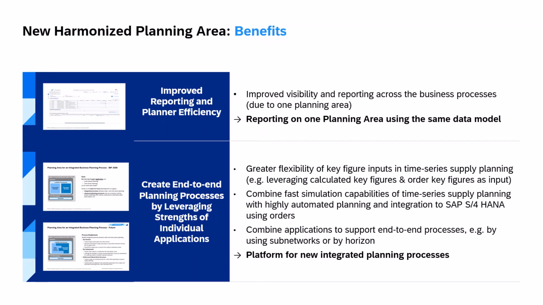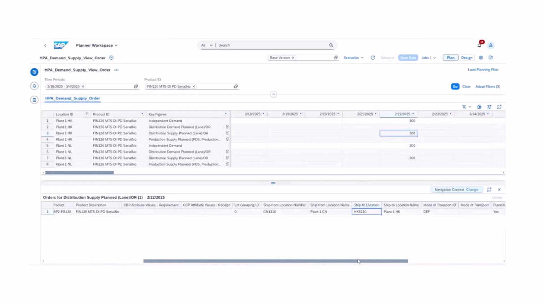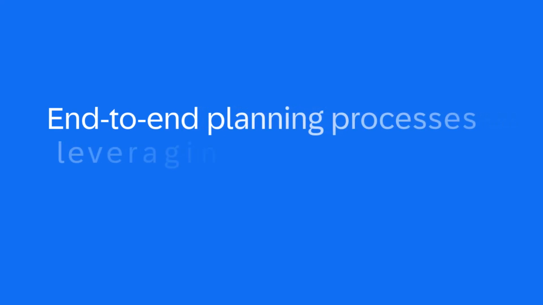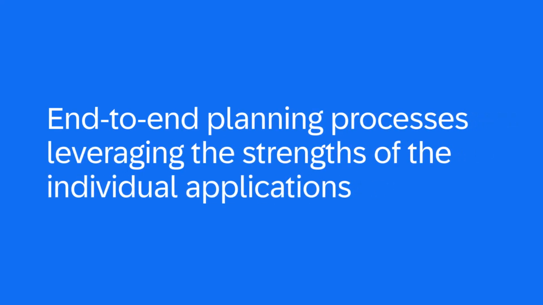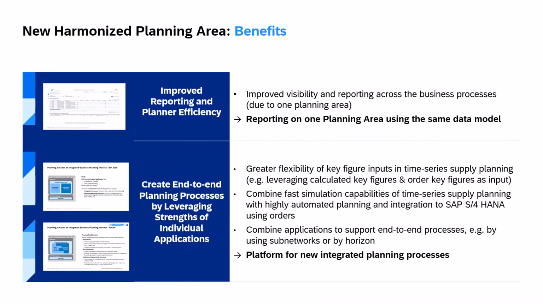Now with all master data and key figure data in a common planning area, planners can view both time series and order-based data through a single login, regardless of whether Planner Workspace or Excel add-in is used. Perhaps the biggest benefit is the possibility to create end-to-end planning processes, leveraging the strengths of the individual applications. Now you can decide how you want those time series and order-based supply planning processes to work together.